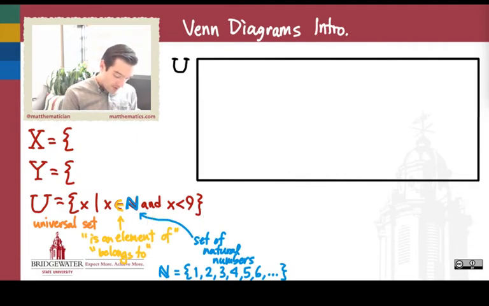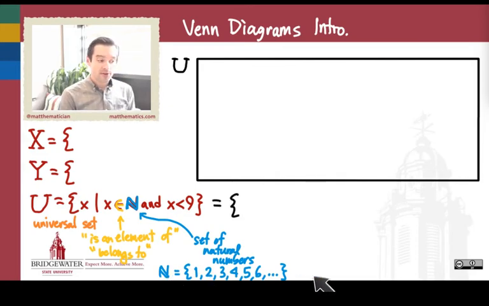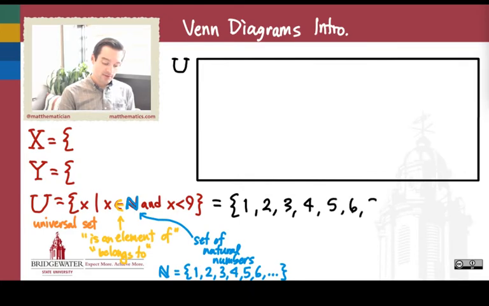And we could actually write that down using a roster if we want to. So what are all the natural numbers, the numbers in this set, which are less than 9? Well, 1 is less than 9. 2 is less than 9. So is 3. So is 4. 5, 6, 7, 8.